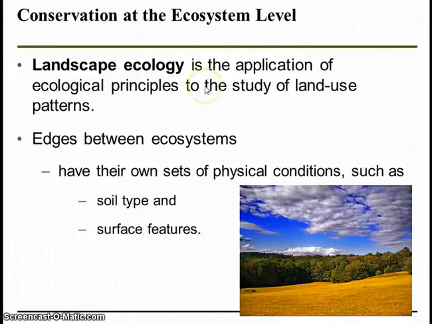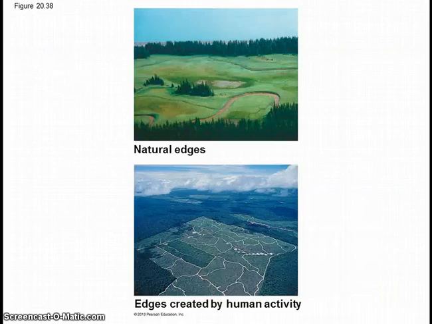Landscape ecology is looking at how we use the land. So I've briefly discussed before edges between ecosystems, where when we fragment our land and have more edges, that can alter the animals that are able to live there. It also can change the soil there and what's on the surface of the land, the different plants that live there. So there's natural edges, whereas these are straight edges created by humans.